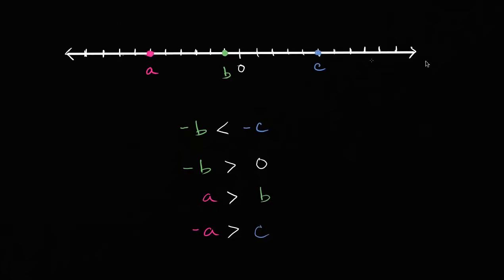So we have a number line here with 0 at the center, and on that number line we've marked off some numbers. To the left of 0 we have the number a, and then the number b, a little bit closer to 0, and on the right side of 0 we have the number c. And then after that we have a bunch of statements dealing with inequalities.